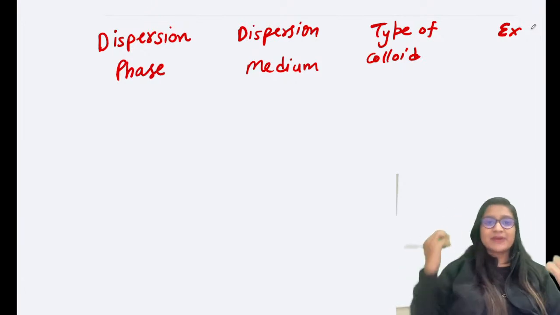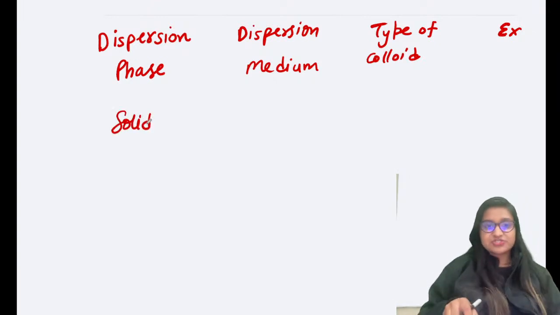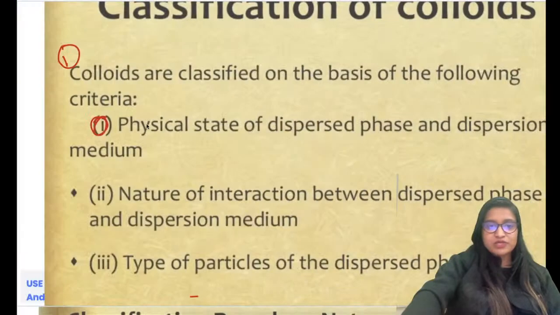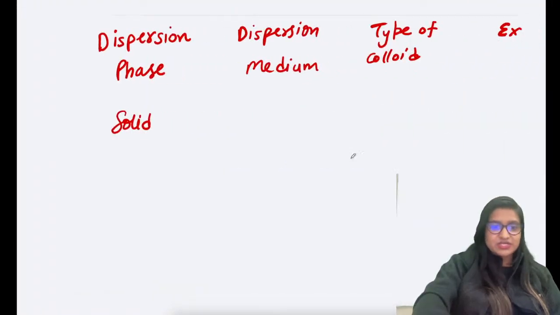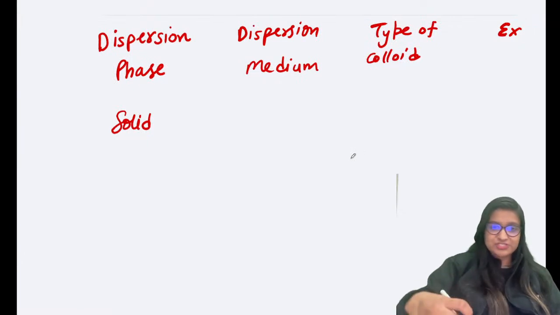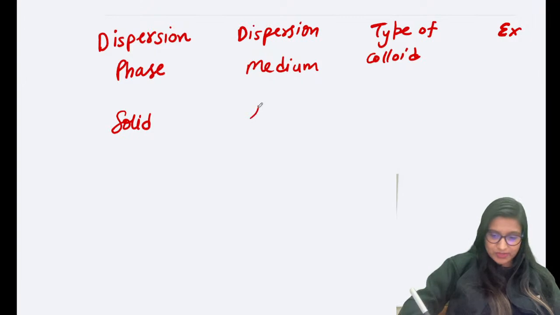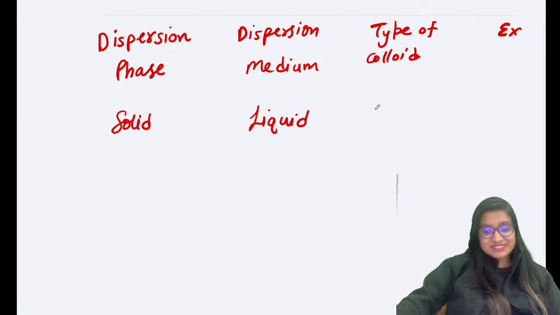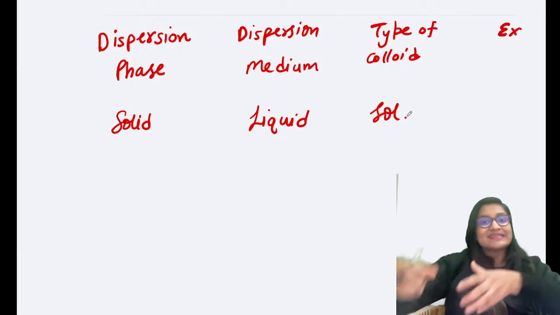So if I tell you that my dispersion phase is solid, as I told you, the dispersion phase you can say is the solute, and the dispersion medium is your solvent, right? So when your solute is a solid, and your dispersion medium, that is your solvent, is liquid, what type of colloid is formed? It is called a sol when there is solid in liquid, okay?